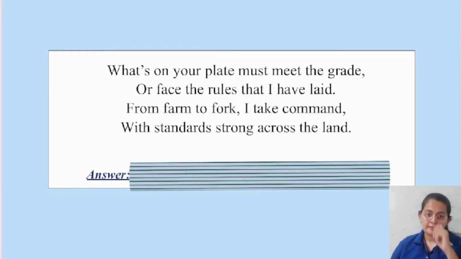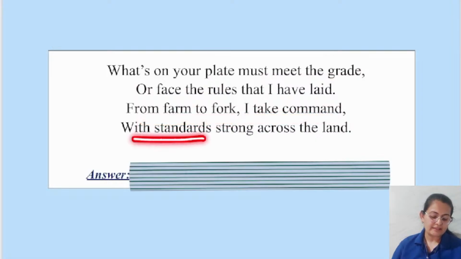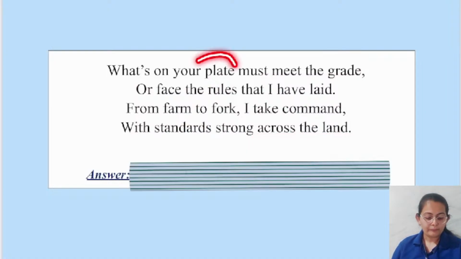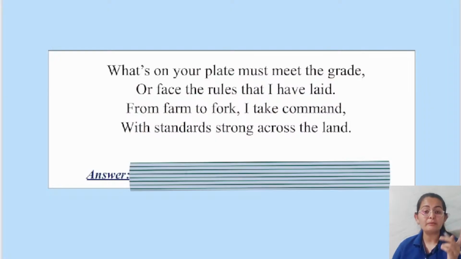Next. Second last question, second last riddle. What's on your plate must meet the grade or face the rule that I have laid. From farm to fork, I take the command with standards strong across the land. Plate, grade, farm to fork. That means it is something related to food and standard. Can you remember any act related to food as well as standard?